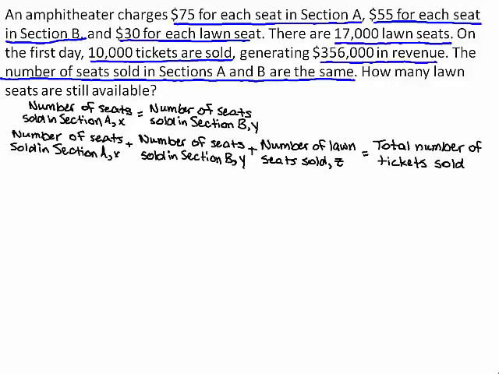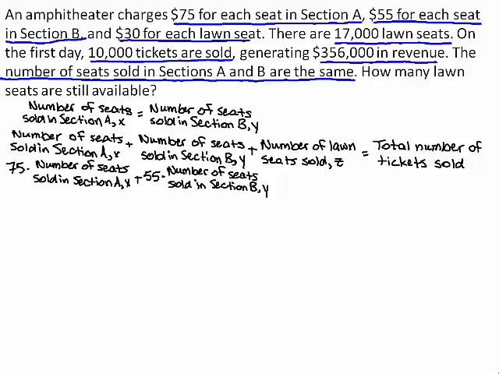And because the amphitheater charges $75 for each seat in Section A, $55 for each seat in Section B, and $30 for each lawn seat, 75 times the number of seats sold in Section A, x, plus 55 times the number of seats sold in Section B, y, plus 30 times the number of lawn seats sold, z, equals the total revenue. Now you want to write a system of equations.